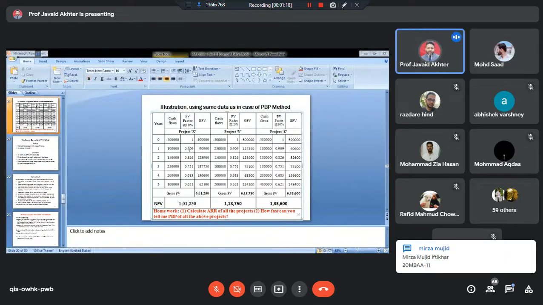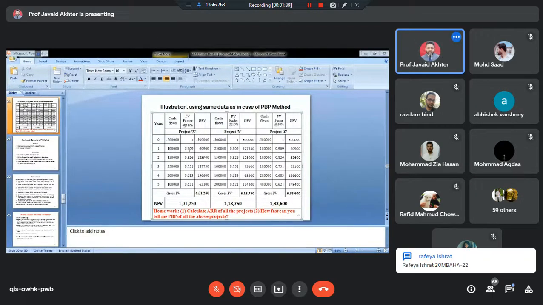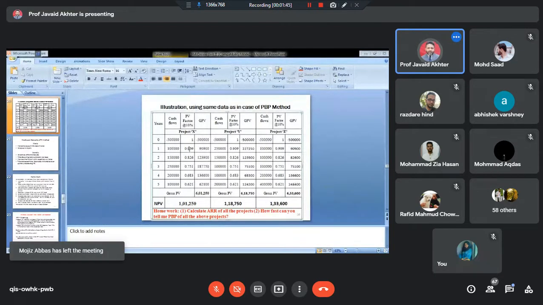Look at these figures. At 10%, it is 0.909. What will this figure be at 15%? More than 0.9 or less than 0.9? If you have understood the concept of present value, your answer should come within a second. I'll repeat the question. You are discounting the inflows at 10%. If inflows are discounted at 20%, this factor 0.9 will be more than 0.9 or less than 0.9?